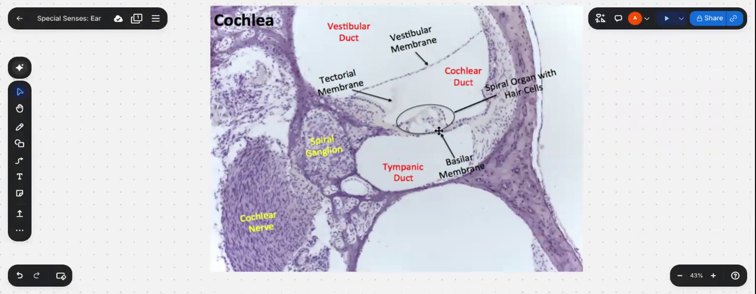Finally, you have your basilar membrane that separates the cochlear and tympanic duct. You have your spiral root ganglion over here to the side, and then your cochlear nerve is going to be this. If you were to zoom in more, you would see that this is all nervous tissue. Most anatomy classes don't ask that you know exactly where the cochlear nerve is just because it can be hard to spot. Just know that it is usually right next to the spiral ganglion. So if you are asked, it's going to be the big blotch of nervous tissue right next to the spiral ganglion. All right, so that is everything for this video.